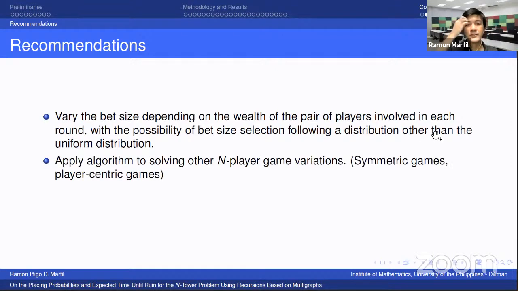Posible rin na i-apply yung algorithm to solve other n-player game variations, which are yung other common game variations are symmetric games or player-centric games. So symmetric games are games wherein all players are involved in each round. So for example, you have 4 players, in each round, lahat ng 4 players na yun magbe-bet ng 1 unit, and the winner in that round will win 4 units of wealth. So makakakuha siya ng +3 galing doon sa 1 unit na binet noong other 3 players.